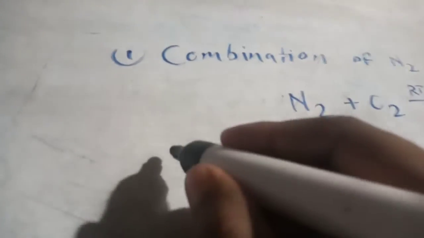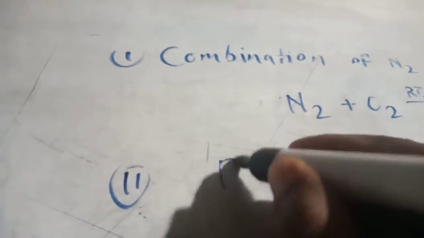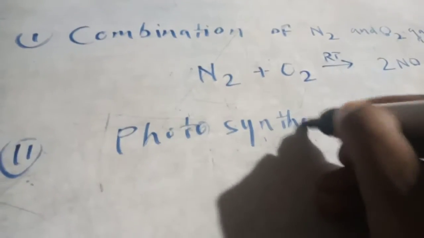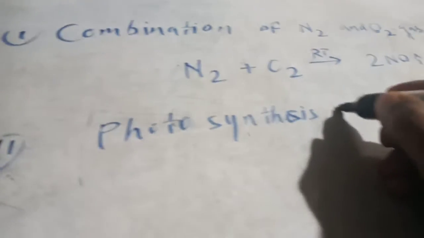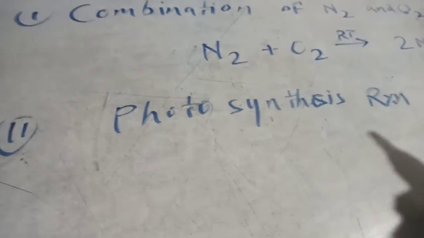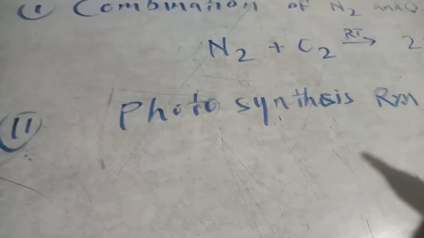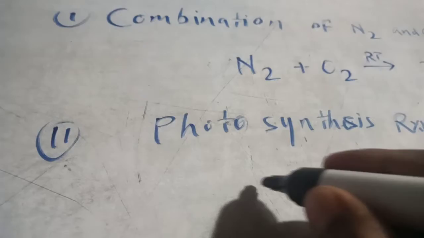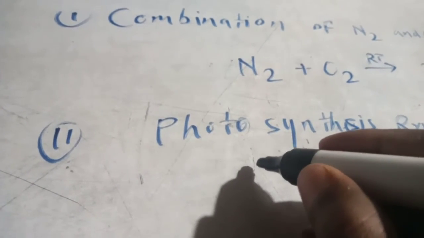So now another example is the photosynthesis reaction. The photosynthesis reaction is another example of endothermic reaction. So what is photosynthesis reaction? All of you have studied it earlier in your class.